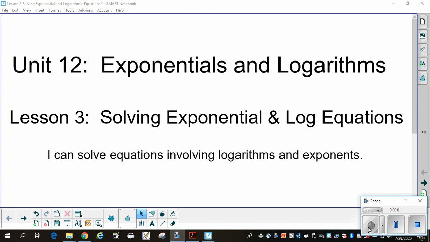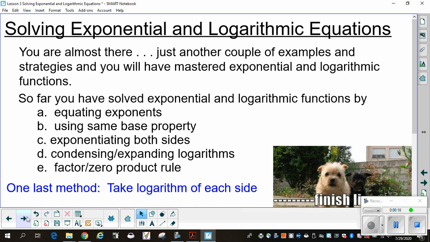Logarithms, Lesson 3, Solving Exponential and Log Equations. This lesson isn't very long, but it is going to look at solving exponential equations using logarithms. In Lesson 1, we just used like bases. Here, there's going to be times when you can't get a like base. Now, with solving exponential and logarithmic equations, you are almost there. Just another couple of examples and strategies, and you will have mastered exponential and logarithmic functions.